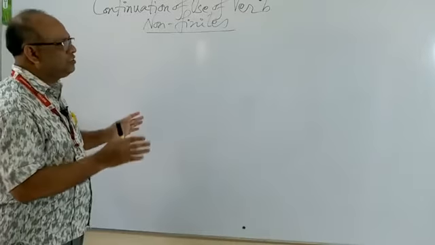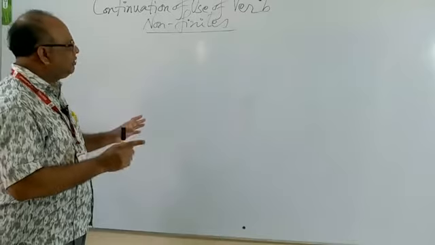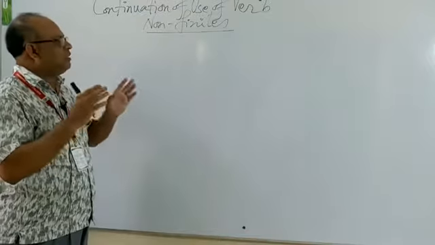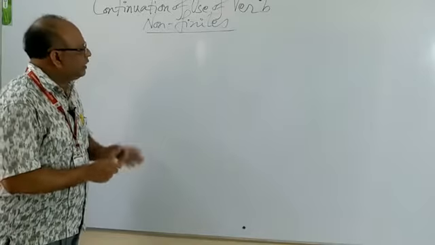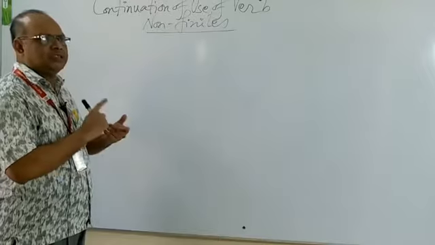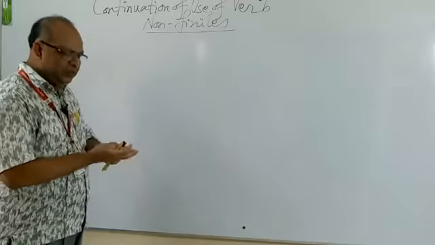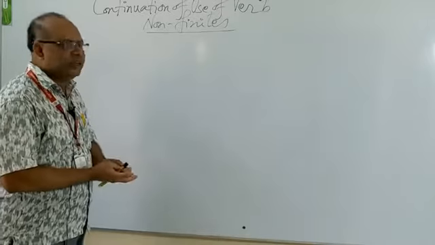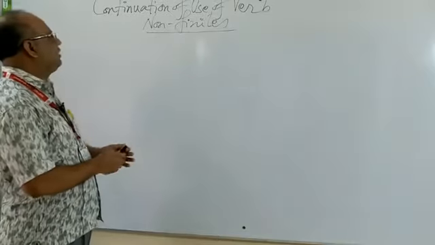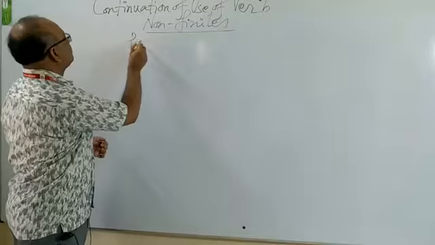That means there are three kinds of non-finite infinitives: bare infinitive, to plus verb infinitive, and perfect infinitive, to plus have plus past participle of verb. And we have discussed in detail with examples, and today I just repeat one point, that is infinitives can be used as noun, as adjective, and as adverb. And after that, today we will concentrate on participles.